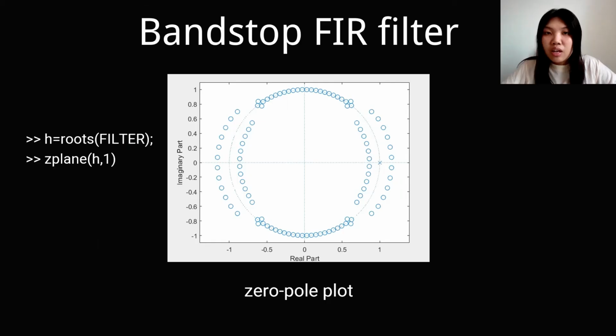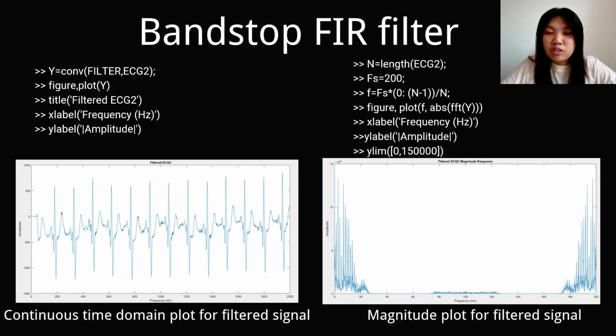We use roots to find the b coefficient of the filter and use zplane to determine the zero-pole plot. Since it is a 100 order bandstop filter, it has 100 poles and 1 zero. By using the bandstop filter, only the signal before the 50 Hz and after the 150 Hz has been passed and the power line noise has been filtered. There is the code to plot the magnitude plot and the continuous time domain plot for the filtered signal.